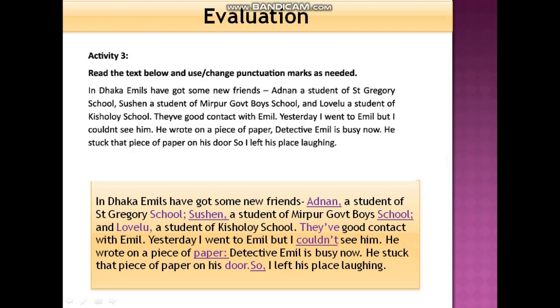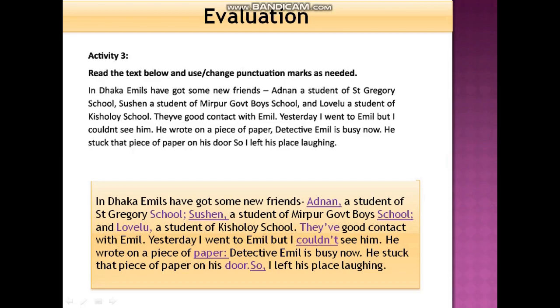Okay, yesterday I went to Emil, but I couldn't see him. Here, couldn't, we have used the short form of could not, and we made it by using an apostrophe. He wrote on a piece of paper, colon, Detective Emil is busy now. Here we have used a colon after the paper, because we are going to give an illustration of Emil's. Okay, next, he stuck that piece of paper on his door. It's an end of the sentence. So we have used a period or full stop after the word door. So we have used a comma here. We have given a break. I left his place laughing.